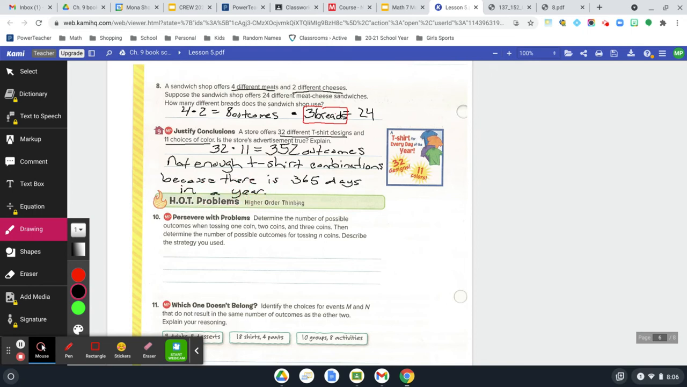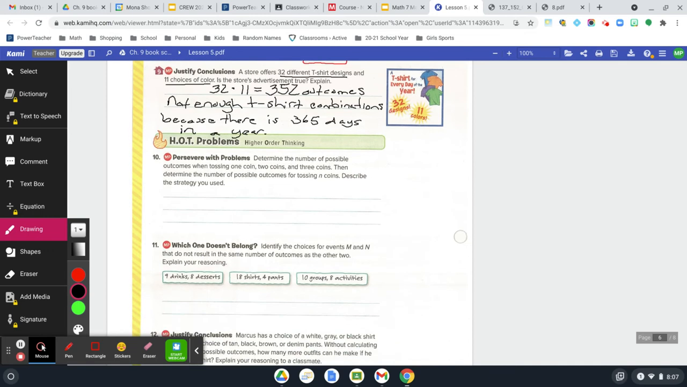So we are short, right? Or I should say the t-shirt company is short. So by how much? We'll just subtract 352 minus 365, and they're short by 13. So the t-shirt company has false advertising there, right? Maybe they need to add another design or add another color, but they do not have enough t-shirt combinations to satisfy that advertisement there that they have.